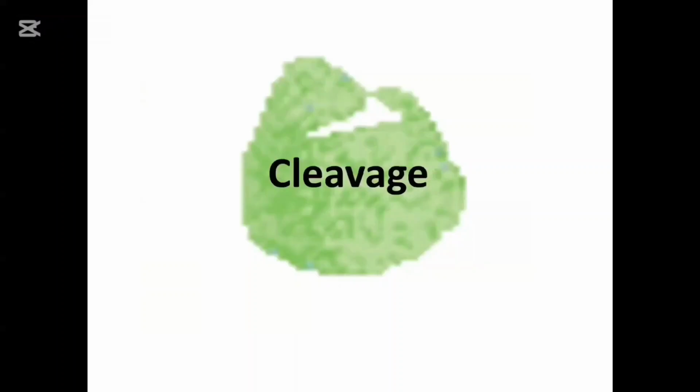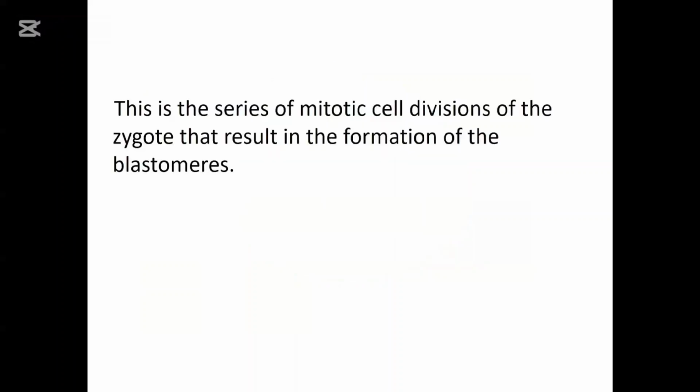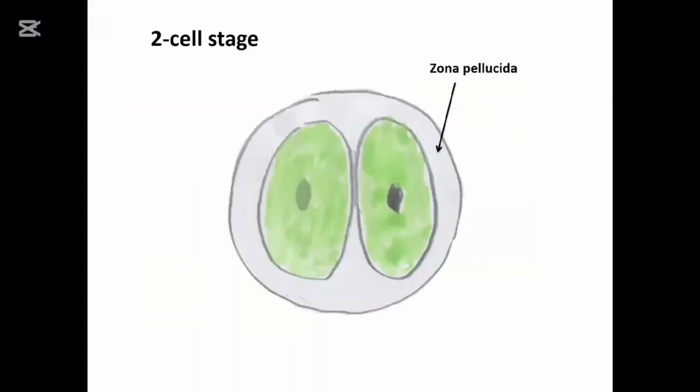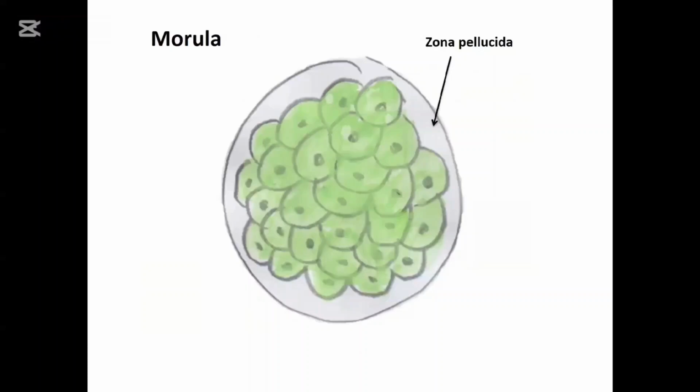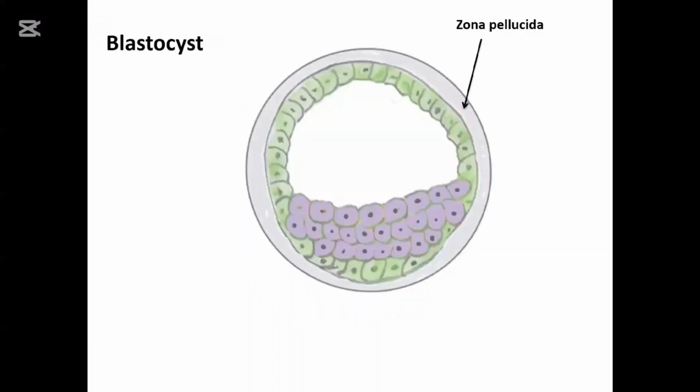Cleavage. Cleavage is a series of mitotic cell divisions of the zygote resulting in the formation of blastomeres. First the two-cell stage and four-cell stage surrounded by zona pellucida, then the eight-cell stage and the morula, with many cells. We can call these totipotent embryonic cells, not used for medical purposes. And a cavity will appear inside to form a structure called the blastocyst. So the blastocyst is a structure with a cavity. This is the first cavity to appear in the embryo.